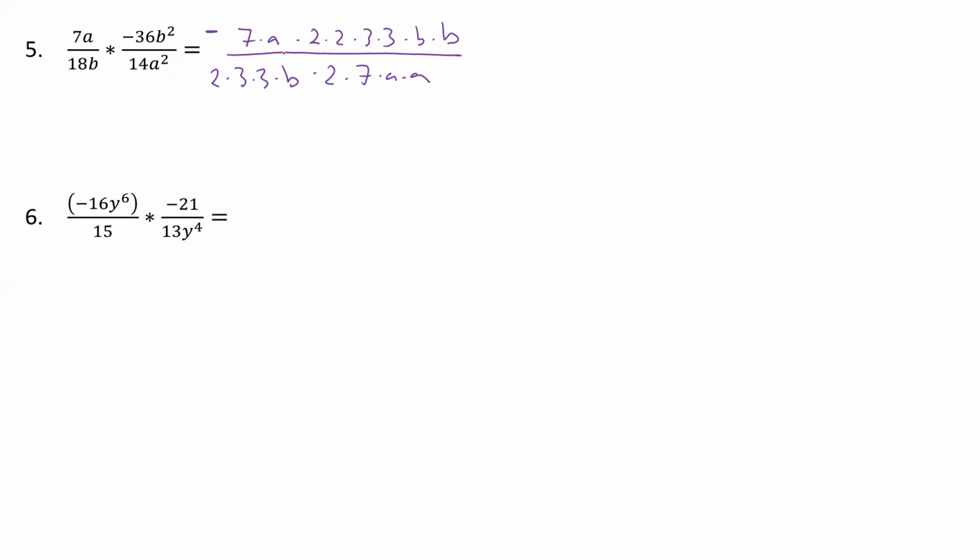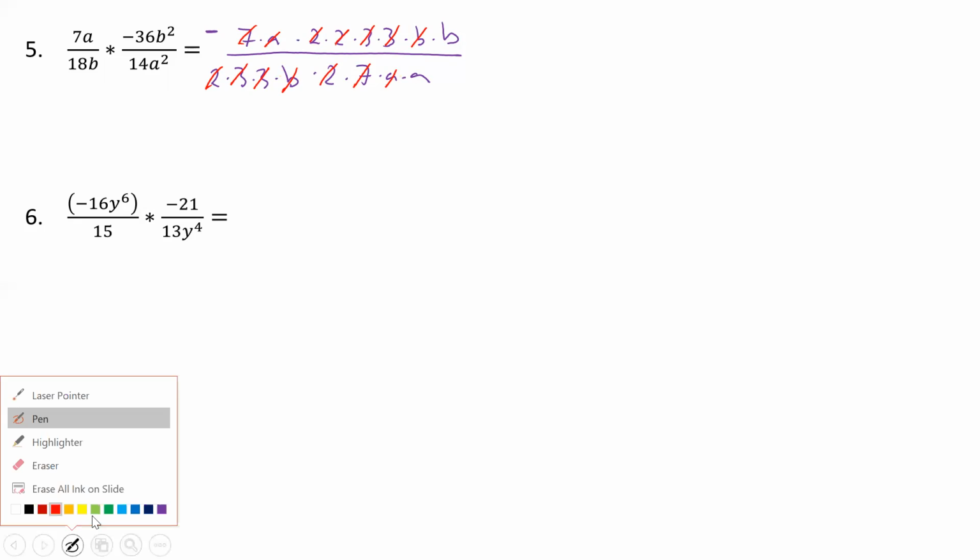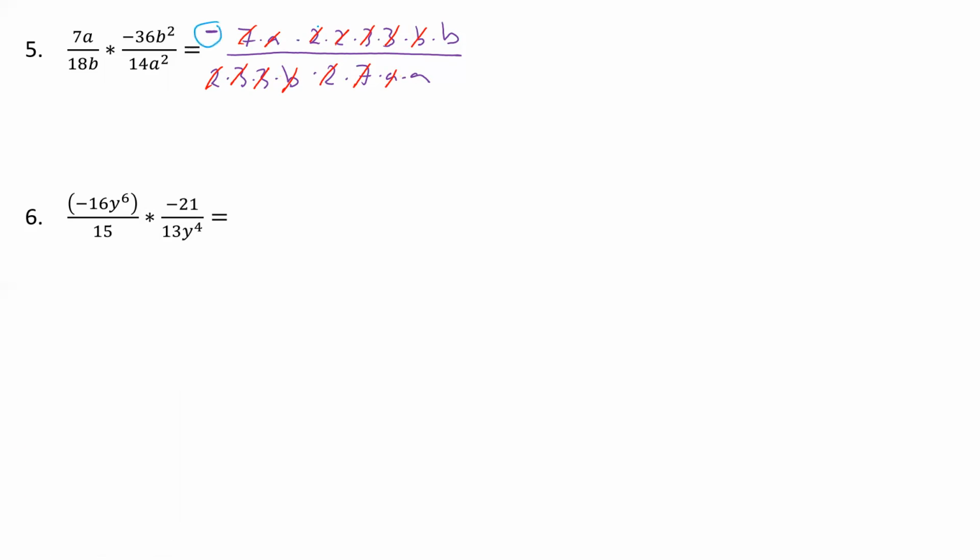So now let's cancel here. So that 2 will cancel that 2, that 7 will cancel that 7, that a will cancel that a, that b, that b, that 3, that 3, that 3, that 3, that 2, that 2. And I think that's all we can cancel. And so what's left over? Well, we have a negative, we have a b, and we have an a. So that means we get a negative b over a.